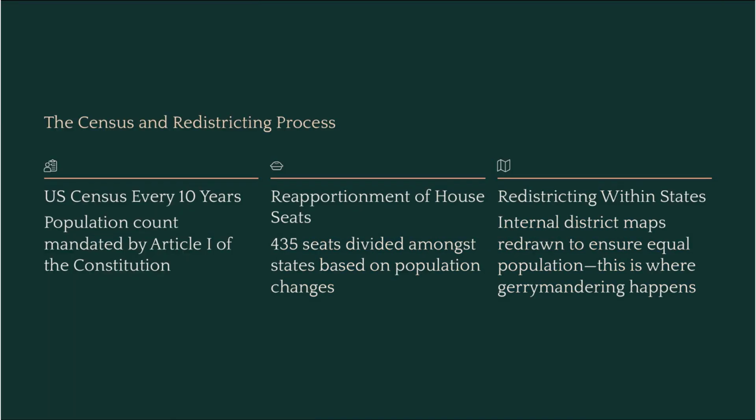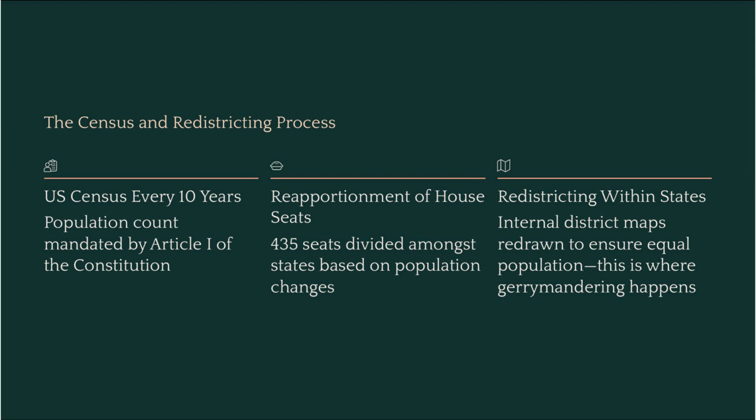To understand the cheat, you must first understand the rules. The entire process hinges on the U.S. Census. Mandated by Article 1 of the Constitution, the federal government counts every person in the country every 10 years. This isn't just for statistics, it's for power.